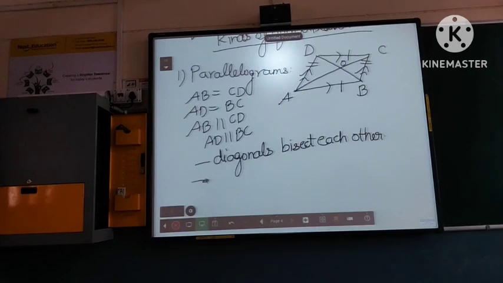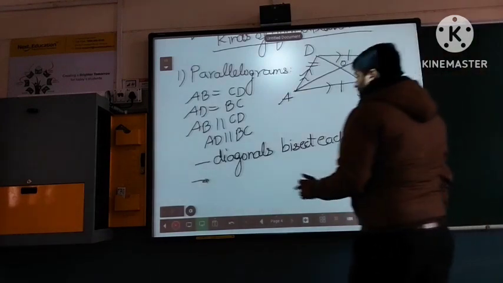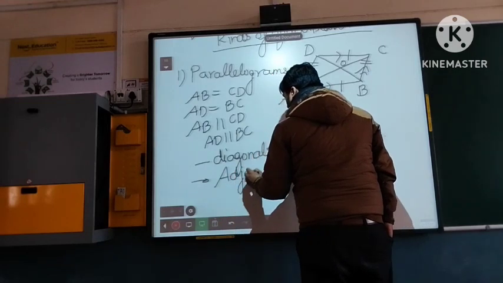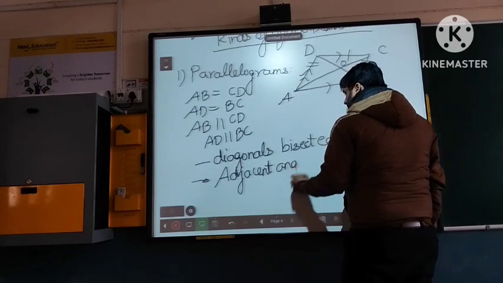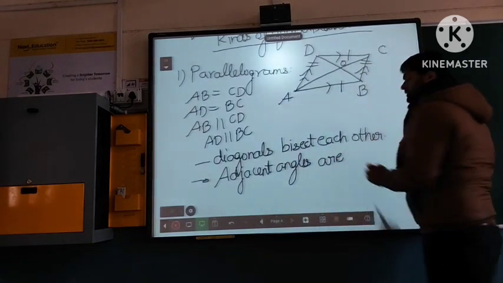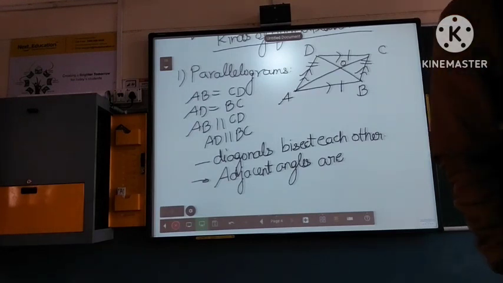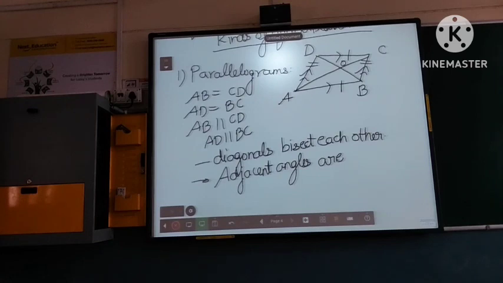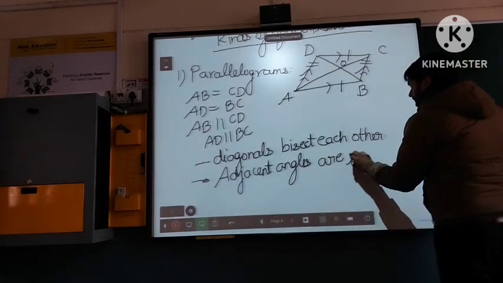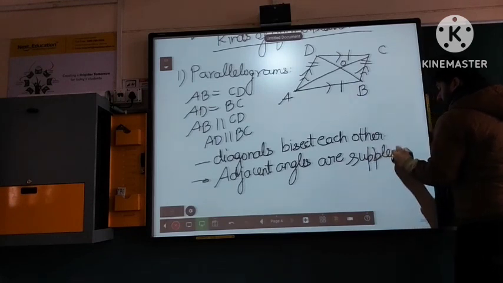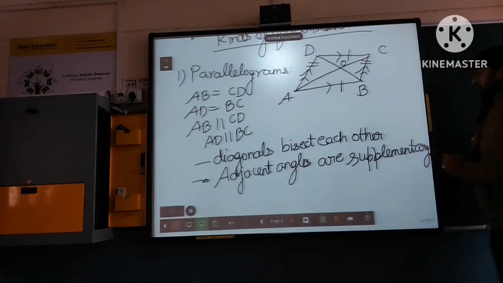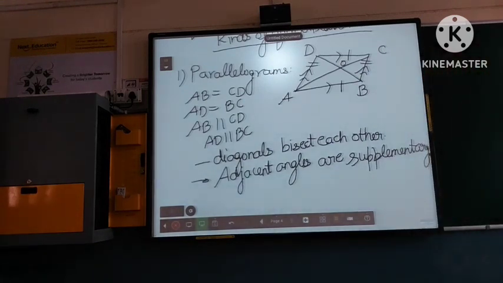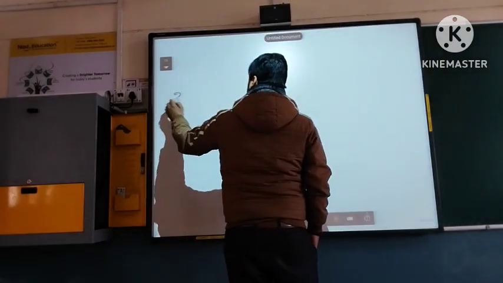What more? Adjacent angles are supplementary. Now you already know that by the property of parallel lines, the co-interior angles are supplementary. So adjacent angles will also be supplementary in nature. Clear to all? That means the sum is 180 degrees. And one property I missed out: opposite angles are also equal in the parallelogram.